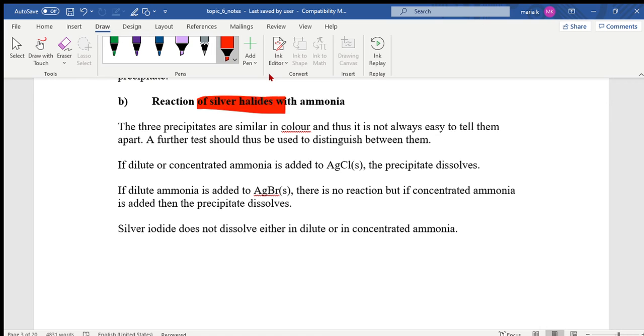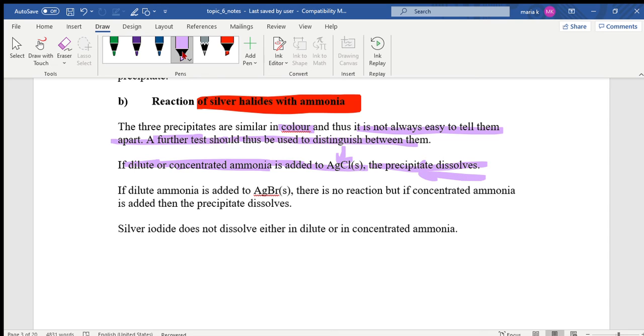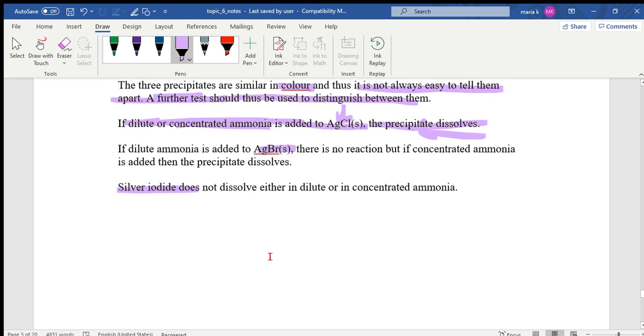Reaction of silver halides with ammonia. The three precipitates are similar in color, and thus it is not always easy to tell them apart. A further test should thus be used to distinguish between them. If dilute or concentrated ammonia is added to this, the precipitate dissolves. So remember, silver chloride does react with that ammonia, and that precipitate dissolves. However, the other two do not interact with it, so I'm just going to ignore that.